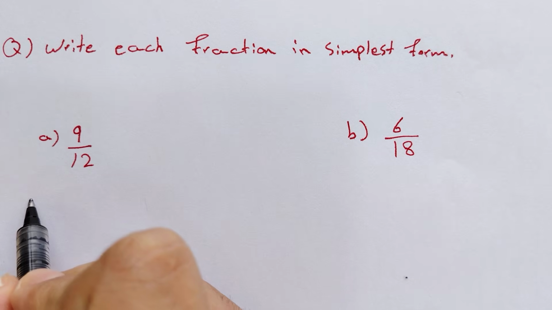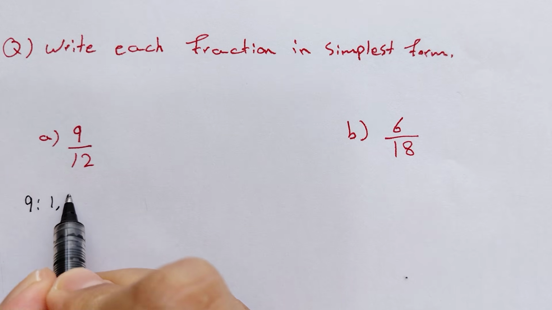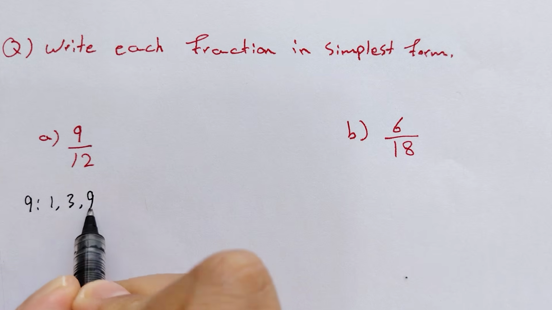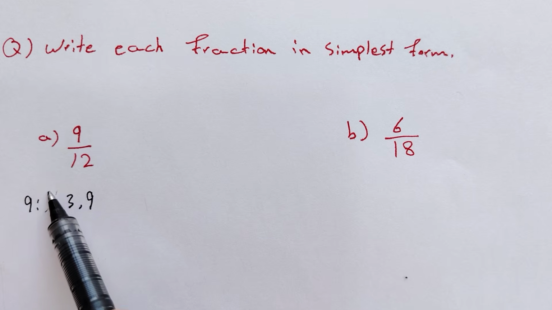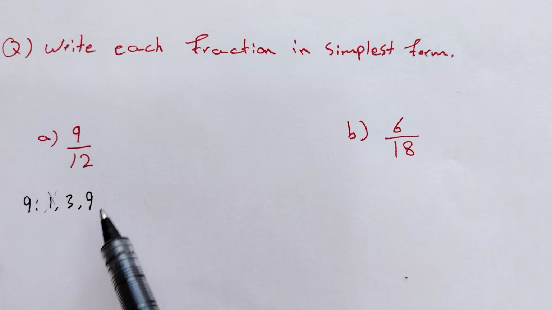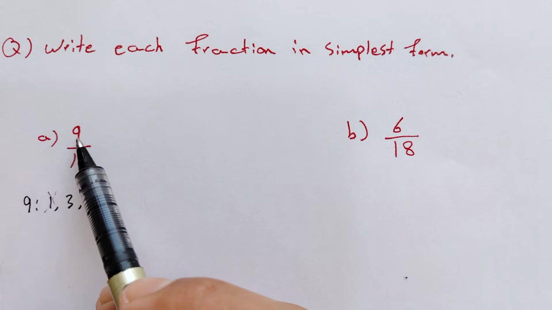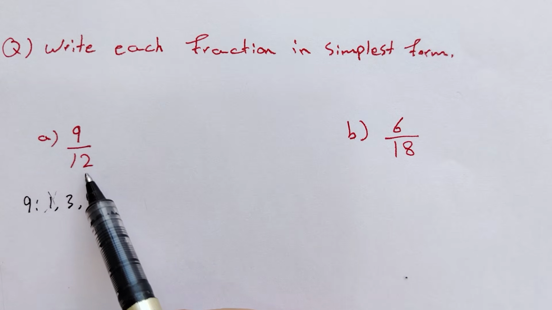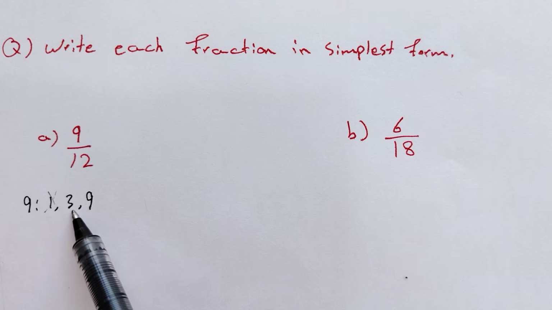Okay, so I'm gonna write 9, and the factors of 9 are 1, 3, and 9. Then I'll check each one of them. We don't check 1. Remember, we don't divide it by 1. I will check 9. Can I divide them by 9? 9 divided by 9? Yes, we can. But can I divide 12 by 9? No, we cannot. Then I'll check the other one.